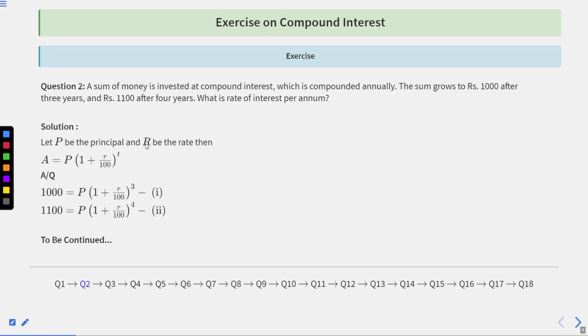Solution. Let P be the principal and R be the rate. Then A is equal to P times (1 plus R upon 100) to the power T. So according to the question, 1000 is equal to P times (1 plus R upon 100) to the power 3, which is equation number 1, and 1100 is equal to P times (1 plus R upon 100) to the power 4, which is equation number 2.